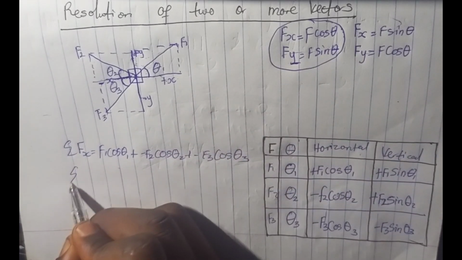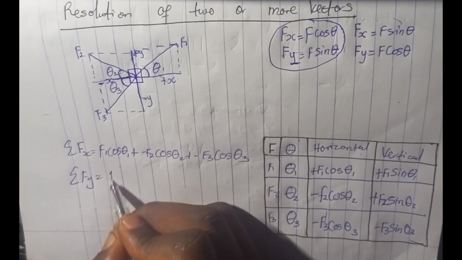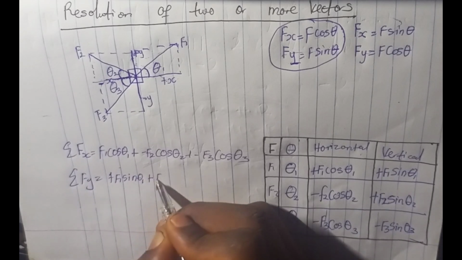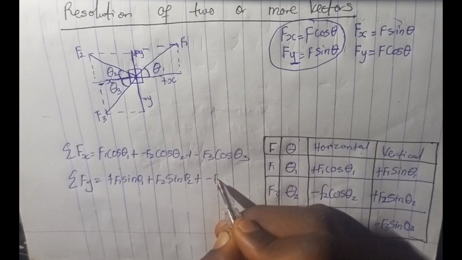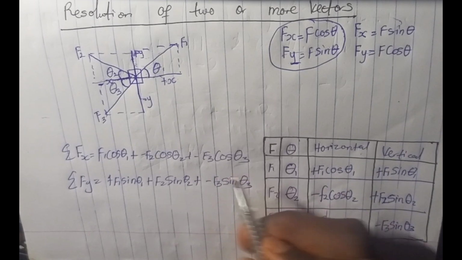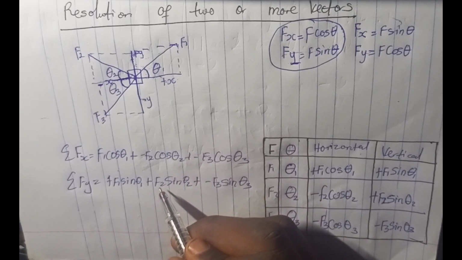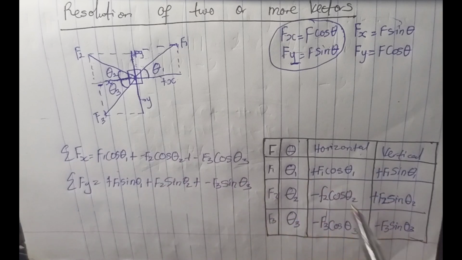Is that clear? The summation of Fy will be the same thing. You have plus F1 sine theta 1 plus F2 sine theta 2 plus minus F3 sine theta 3. After you have done this, the answer you get, whether minus or plus, determines how you get your result. So this is the way to resolve vectors in the horizontal and vertical components.